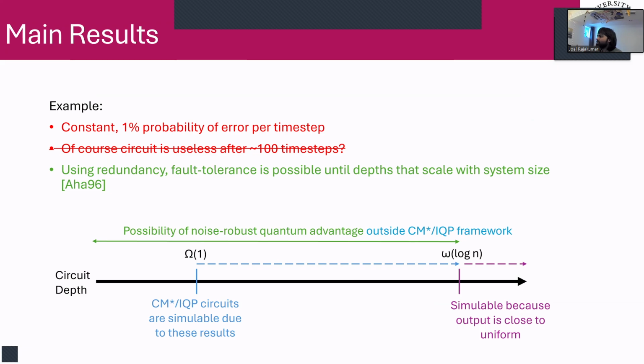So earlier you would have thought that you can increase your system size to get some redundancy that lets you go past this threshold, and that's what Aronov talks about. This is showing that when you go to CM star or IQP, you're not able to increase your system size and do that, increase your depth in any way.